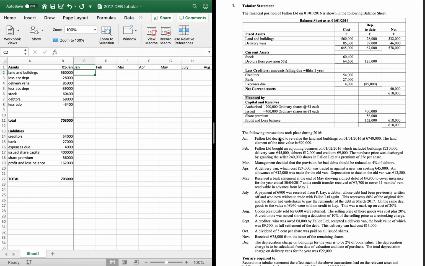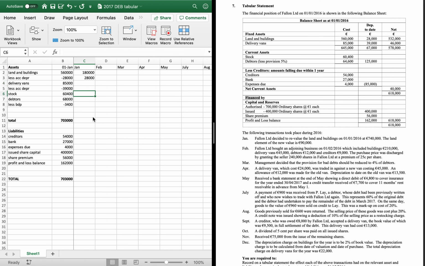Fallon decided to revalue the land and buildings to 740. The land element was 90,000. Now the land being 90,000 is to do with the depreciation working for December. So just highlight that. So we have to get from 560 up to 740. So you have to add on a further 180. That brings you to the 740. Your depreciation of minus 28, we know that has to go to 0.